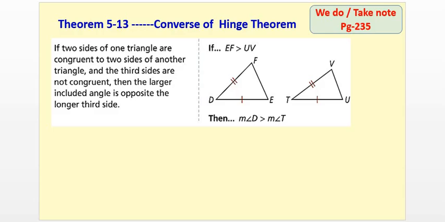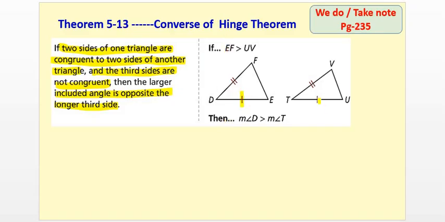Now the converse of the Hinge theorem, what does it say? That if two sides of one triangle are congruent to two sides of another triangle, and the third sides are not congruent, then the larger included angle is opposite to the longer third side. Same idea almost, only because it's the converse, the if has gone to then and then has gone to if.